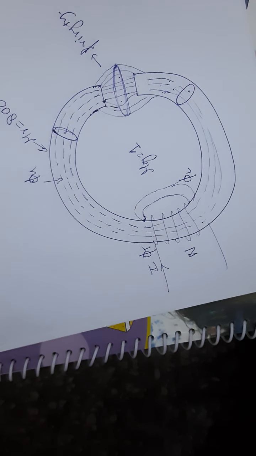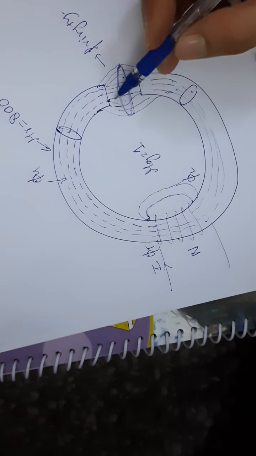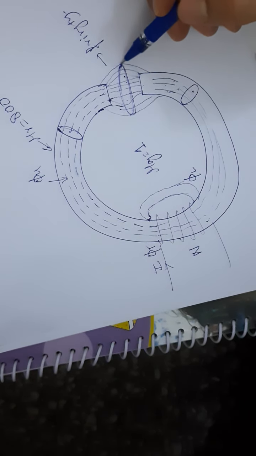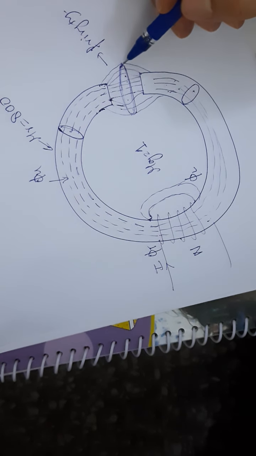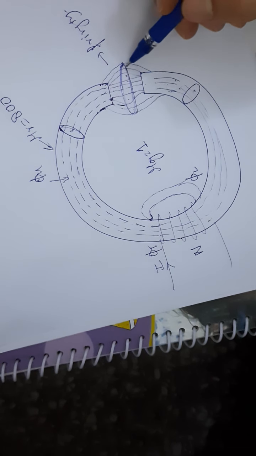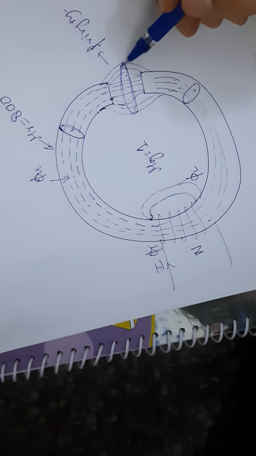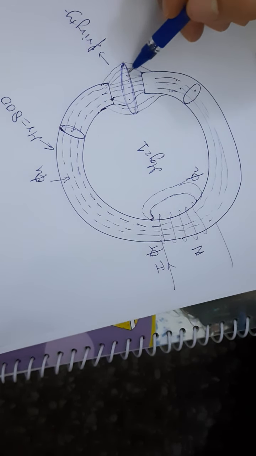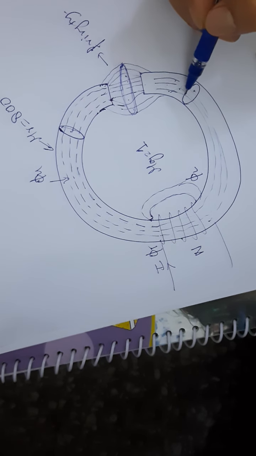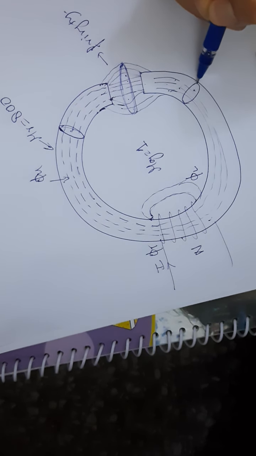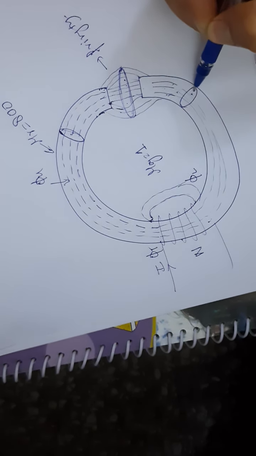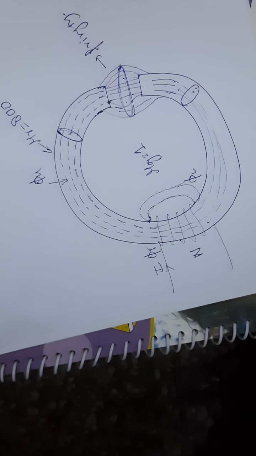So it will have two effects. Fringing simply means an increase in the cross sectional area of the flux path in the medium with lower permeability. The second effect is that the magnetic flux density on the other side, in the medium with higher permeability, will reduce. So these are the two effects of fringing.